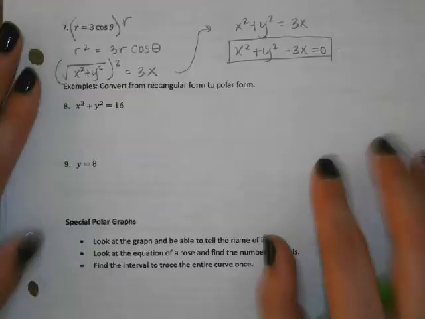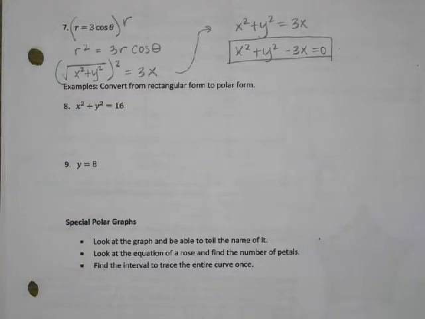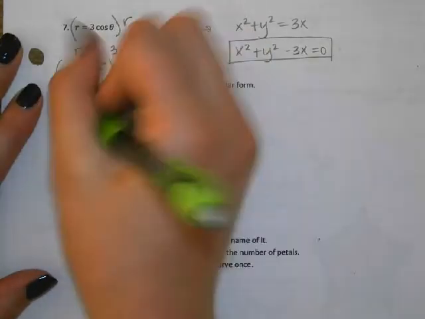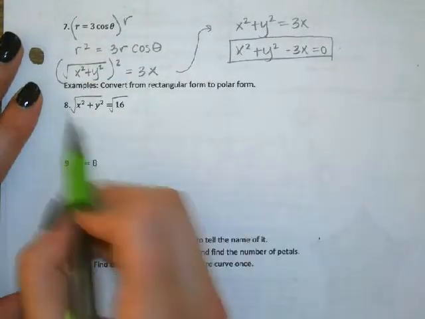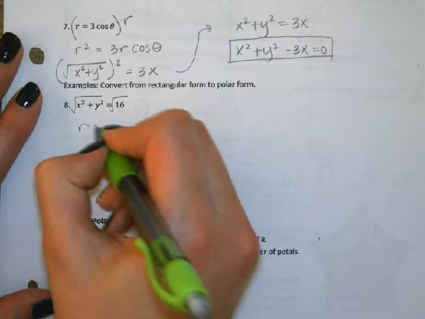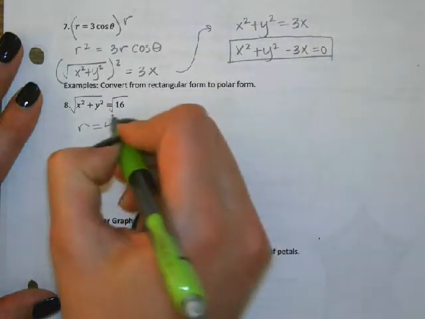Okay, so let's go back. We know that our goal now is to get it into polar form. We have to get rid of all of the x's and y's and only have r's and thetas. And we know that most of the time the r should be completely by itself on the left side. So I'm going to square root each side. Why am I doing that? To get the r. Yeah, so square root of x squared plus y squared is just r. R equals 4.